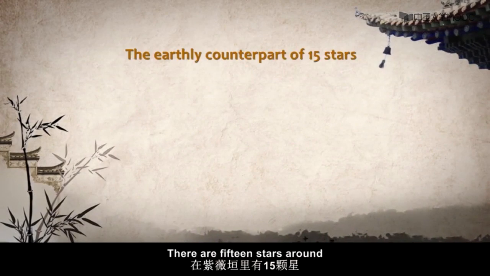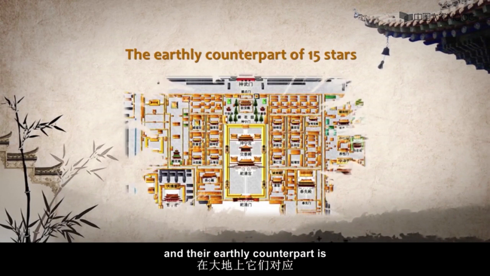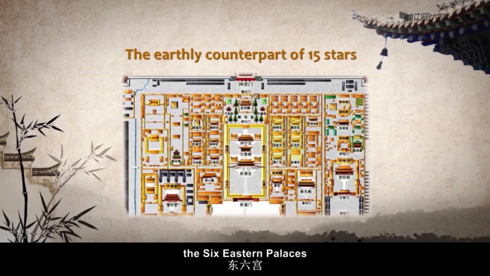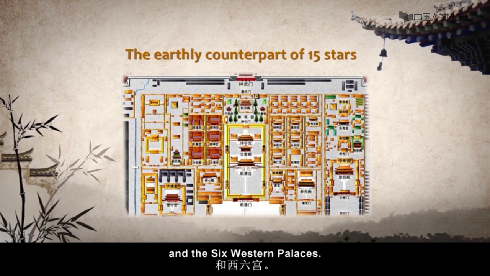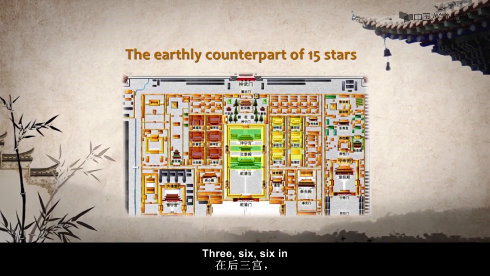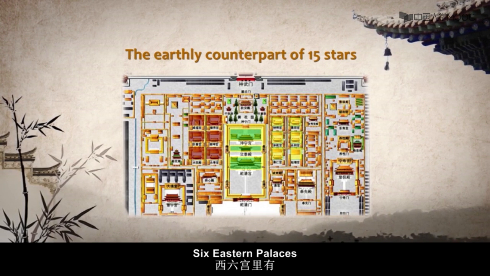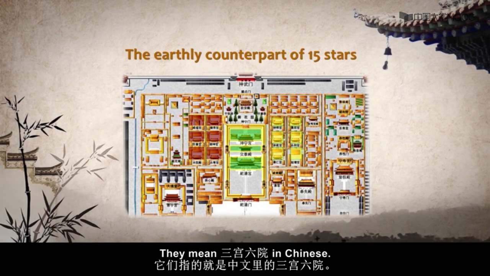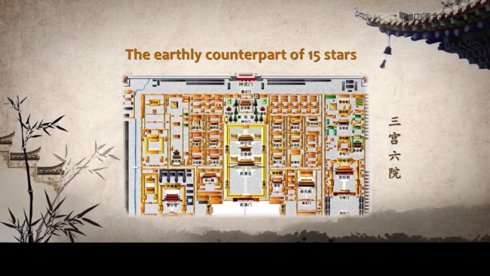There are 15 stars around the North Star in the Ziwei enclosure, and the earthly counterpart is the 3 rear palaces, the 6 eastern palaces, and the 6 western palaces. 3, 6, 6: the 3 rear palaces, 6 eastern palaces, and the 6 western palaces. They mean 三宫六院 in Chinese.